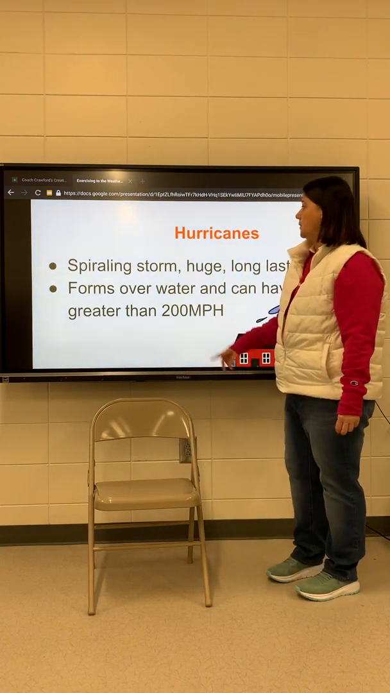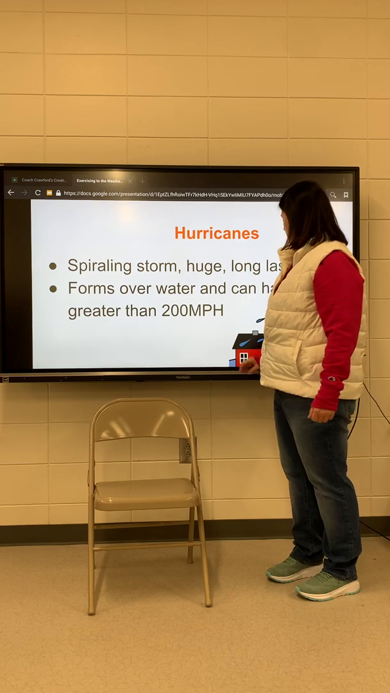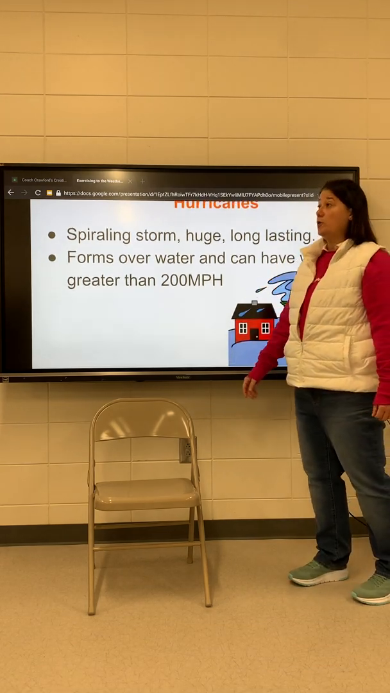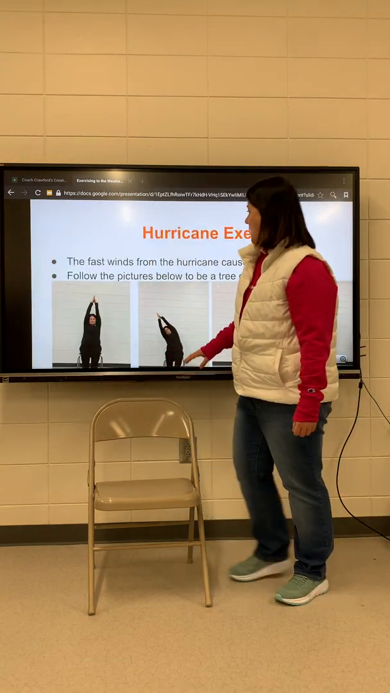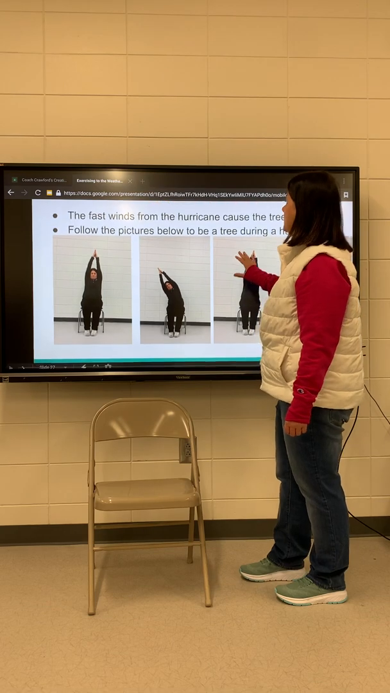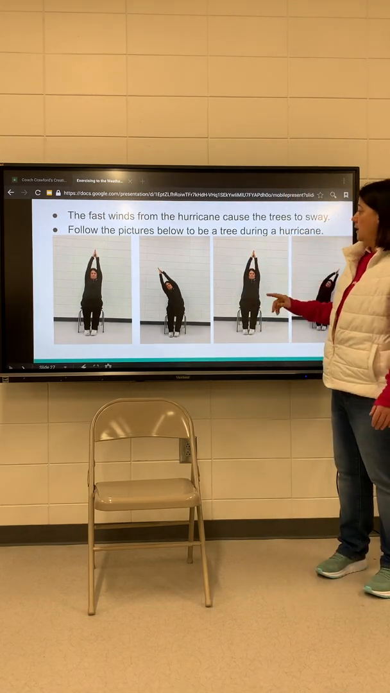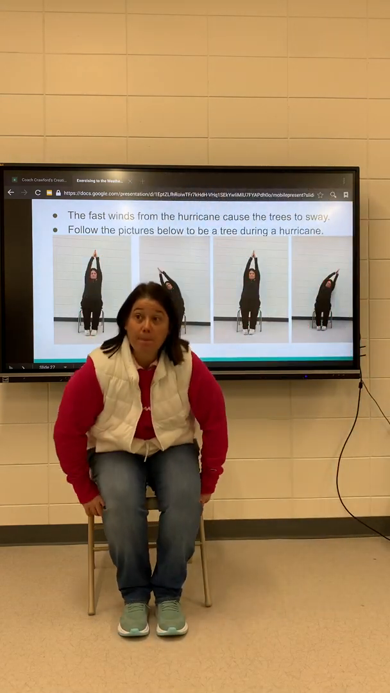A hurricane is a spiraling storm. It's huge, long-lasting. Normally it forms over water and can have winds that are greater than 200 miles per hour. So the fast winds from the hurricane cause the trees to sway. We're going to be a swaying tree.